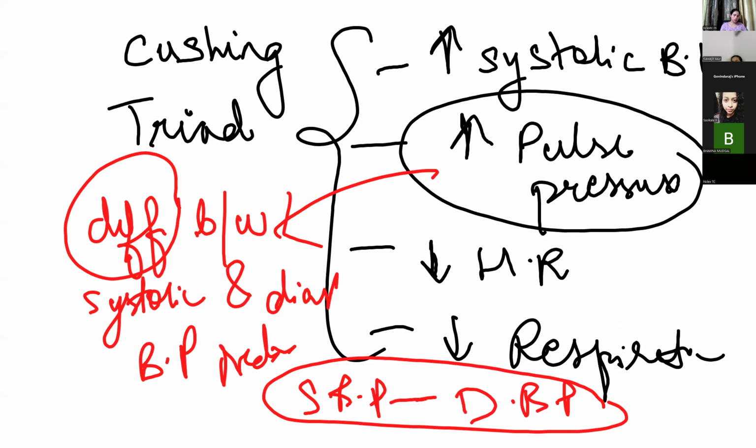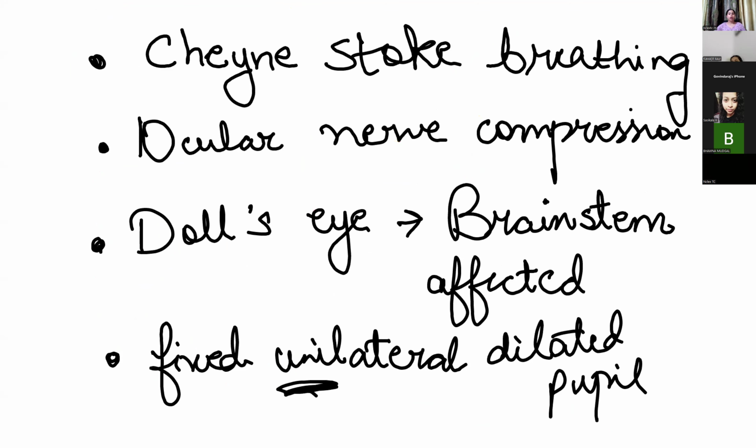Now, this is the Cushing triad. So will the systolic pressure decrease or increase? Increase. Pulse will not increase, pulse will decrease. Pulse pressure will increase. And what is pulse pressure? The difference between systolic and diastolic pressure: systolic BP minus diastolic pressure. Then what is Cheyne-Stokes breathing? What will be the pattern?